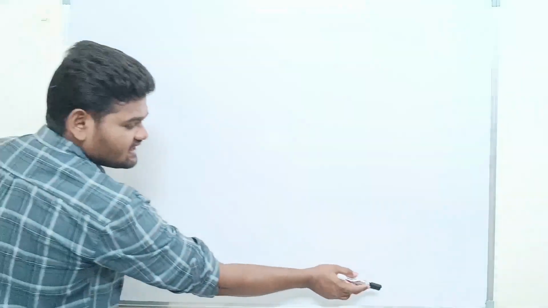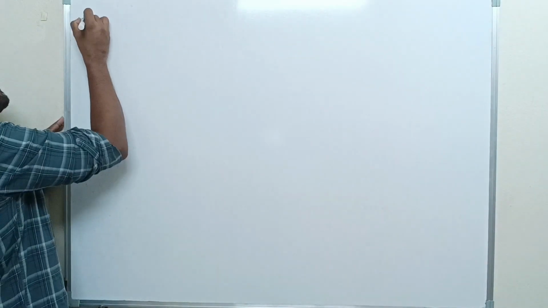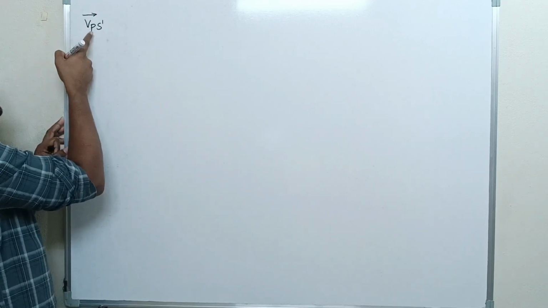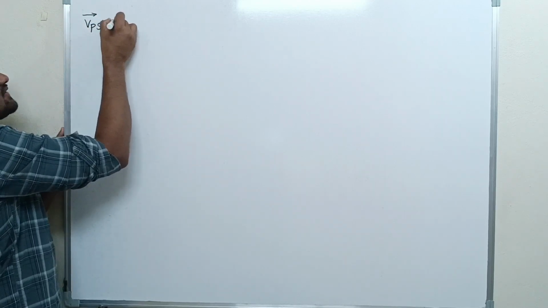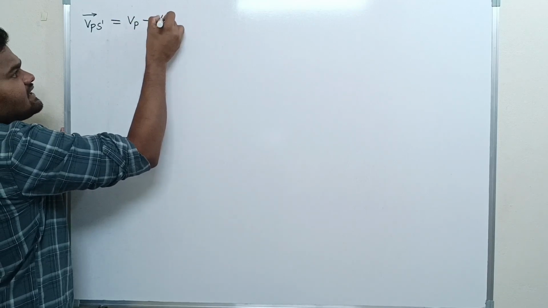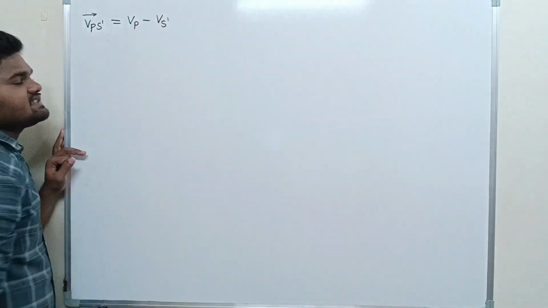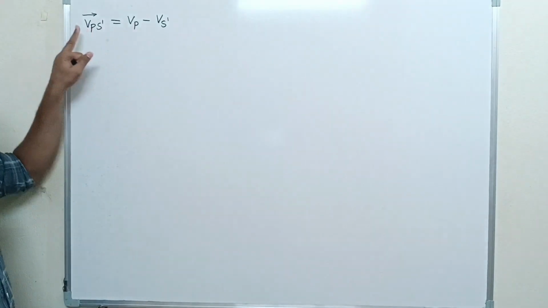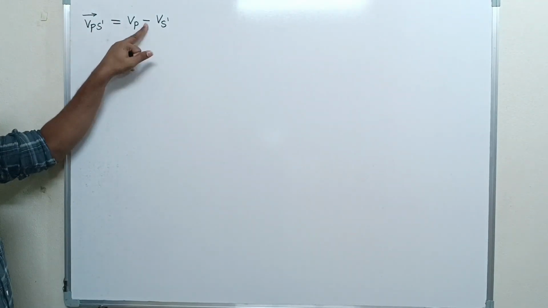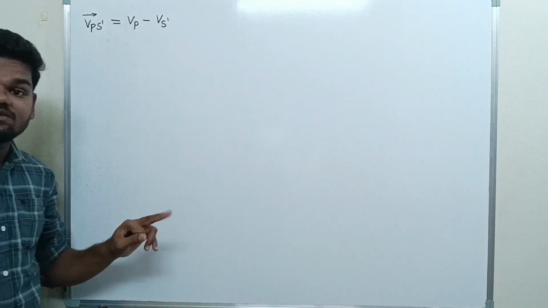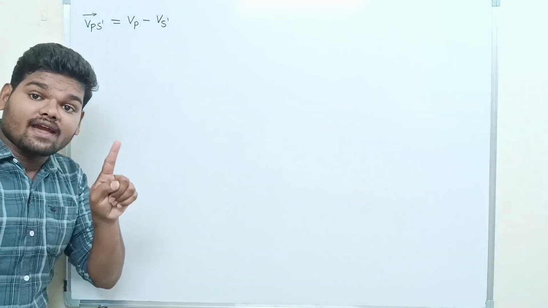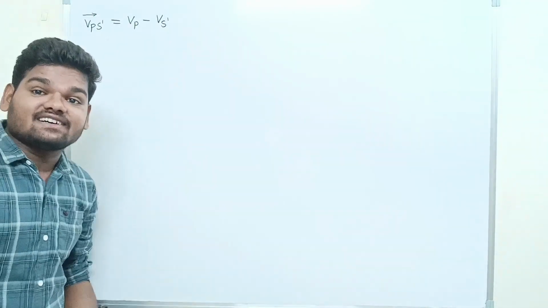So we got the equation for relative velocity of particle P with respect to S dash frame. The velocity of particle P with respect to S dash frame is equal to the velocity of particle P minus the velocity of frame S dash. Have a look: Vp S dash equals Vp minus Vs dash. So this gives the relative velocity of particle P with respect to S dash frame with a common frame.